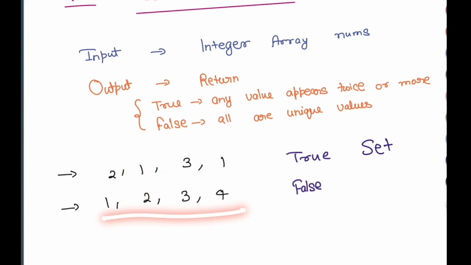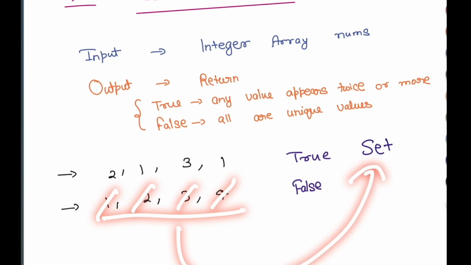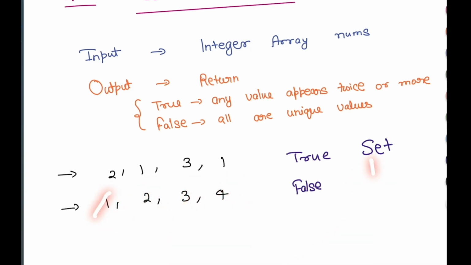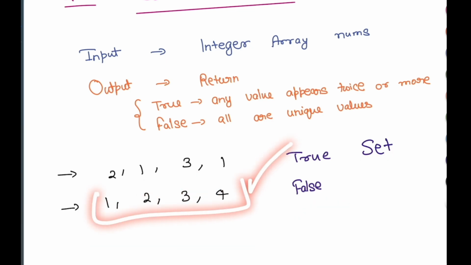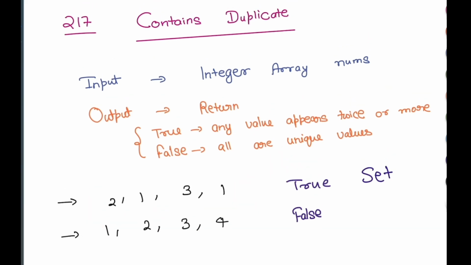If you take this data in which all are unique values and try to store it in the set, it will store 1, 2, 3, and 4, right? The length of your original data is 4, the length of your set is 4. So you can say that this particular array has all unique values, right? So this is that simple. Next time when you see a question like this, you can definitely try to solve it using a set.